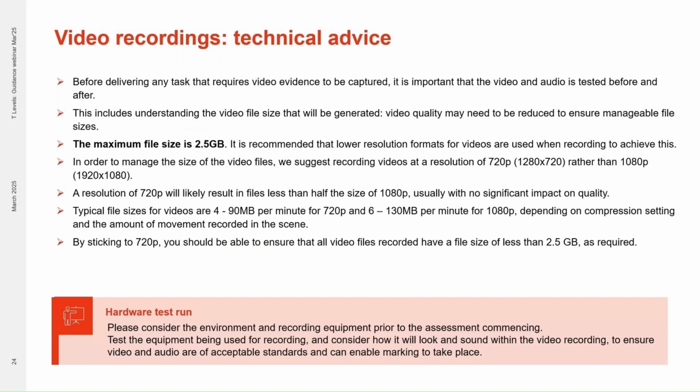For video recordings, as I just mentioned, the maximum file size is 2.5 gigabytes with a resolution of 720 pixels. By sticking to 720p, you should be able to ensure that all video files recorded have a file size of less than 2.5 gigabytes as required. Please note that anything higher than that cannot be uploaded to Walled Garden.